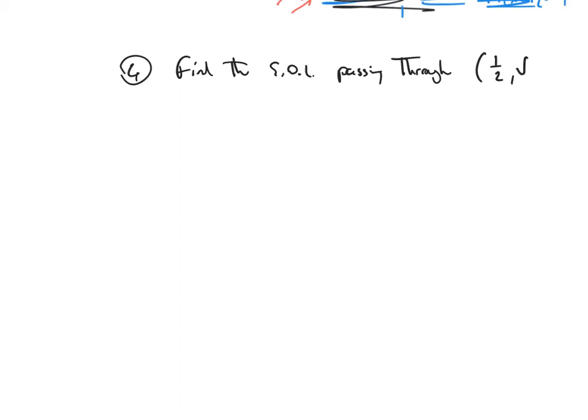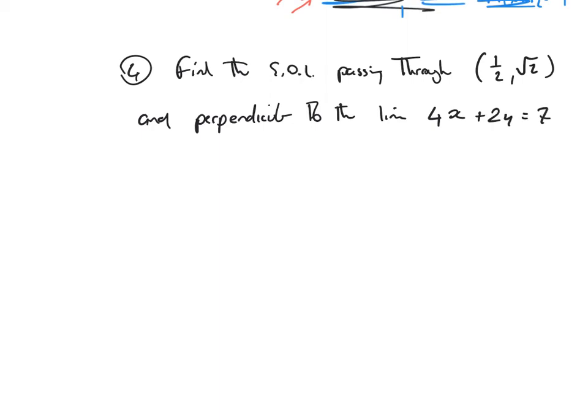Okay, let's try one more. Find the equation of the line passing through (1/2, root 2) and perpendicular to the line 4x plus 2y is equal to 7.